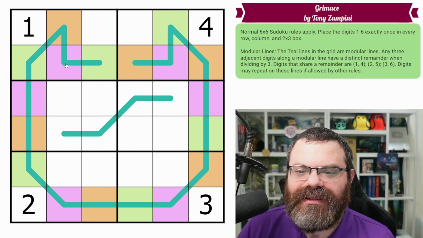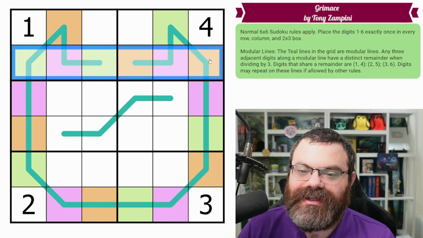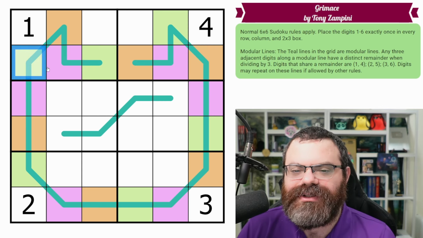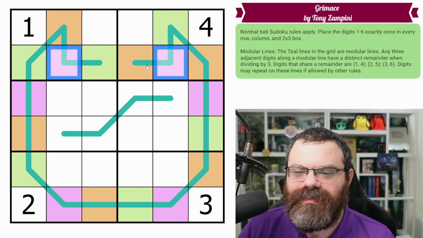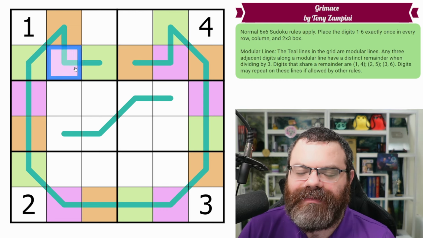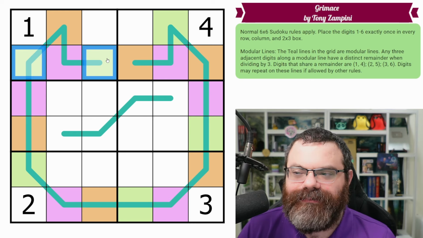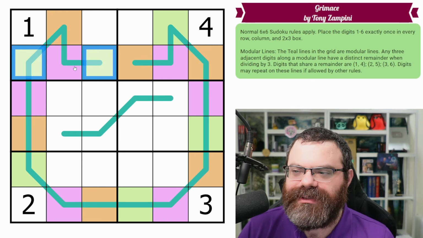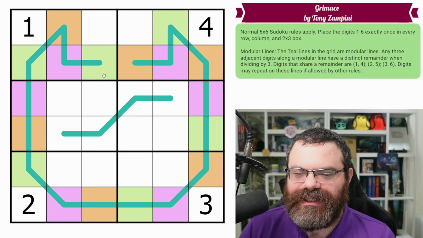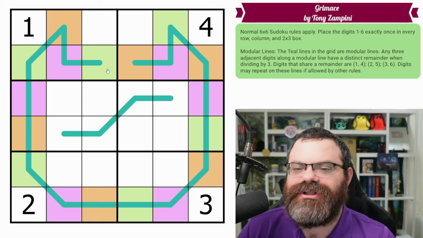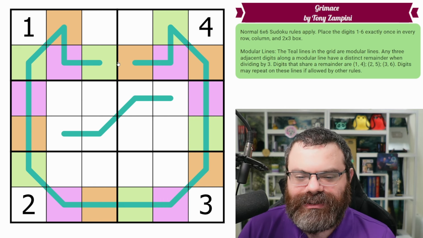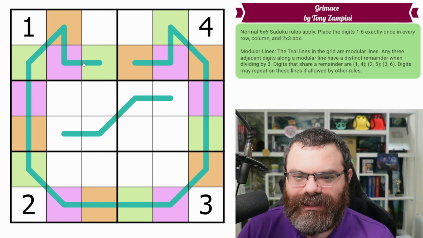The other thing that we know is, if we inspect this row here, there are always going to be two greens, two purples, and two oranges in every row, column, and box. Because there's 1 and 4 in one of the groups, 2 and 5 in one of the groups, and 3 and 6 in one of the groups. So there's going to be two of each in every row, column, and box. So what are we going to do with that?